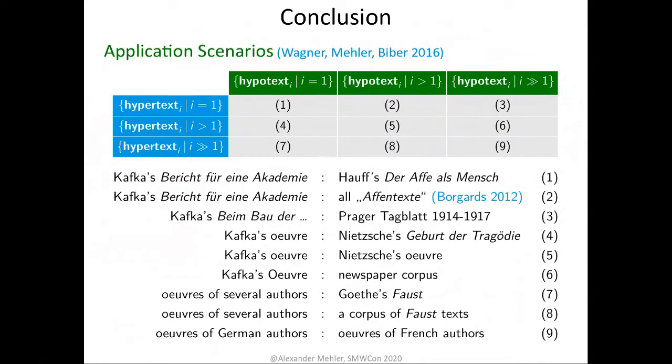The last point is that, from the point of view of literary studies, our apparatus opens the possibility to a whole bunch of different analyses that oppose what is called a hypertext in the literary sense to its underlying hypotext, in terms of the quantity of texts being related with each other, whether you have a single hypertext and a single hypotext or more than that, as you can see here by the different combination possibilities. And we have also enumerated a corresponding example for all the different possible combinations.